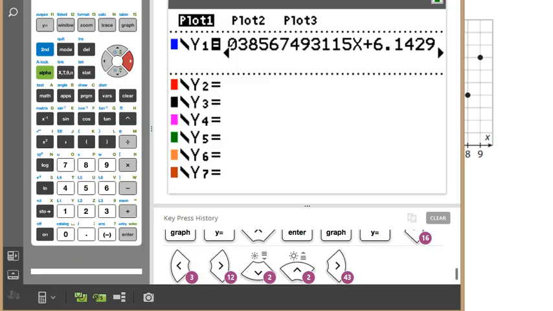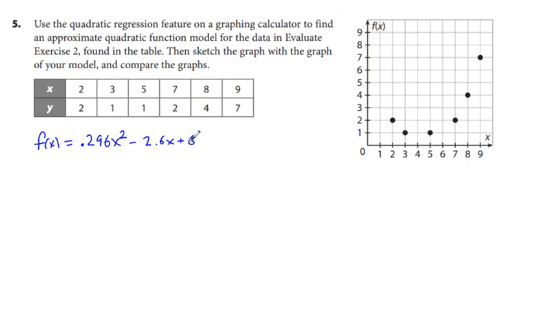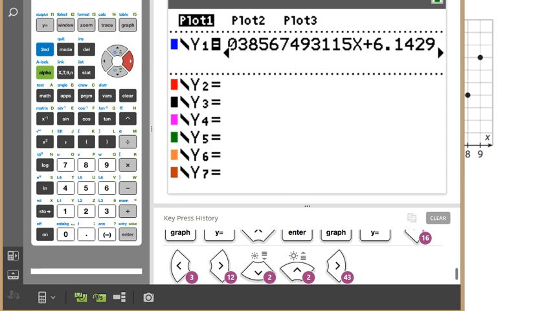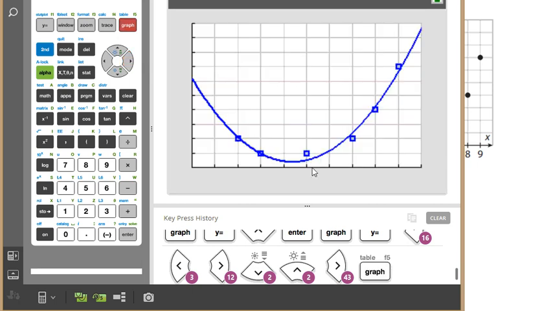Let me see if we forget 6.14. Then sketch the graph with the graph of your model, compare the graphs. We have it right over here. Let's look at that graph another time. See the graph here? It looks like we have a vertex between these two points. It looks like these first two points are hidden pretty well. Here's our 6.14. Here's our vertex right here. And then we're hitting these points on the right.